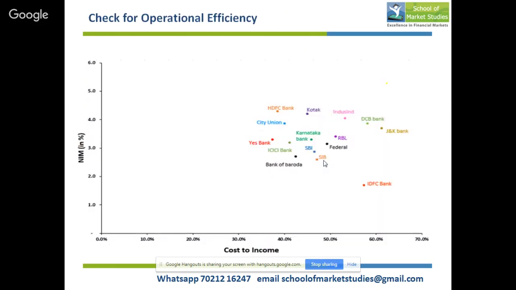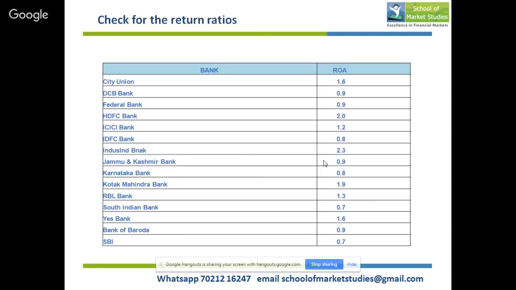Then what we did is we checked the operational efficiency of the banks. We can compare the NIM to the cost to income, and from that we shortlisted stocks. Then we applied a second shortlist of stocks on return ratios. While City Union Bank and RBL shortlist were showing us that City Union Bank was better.